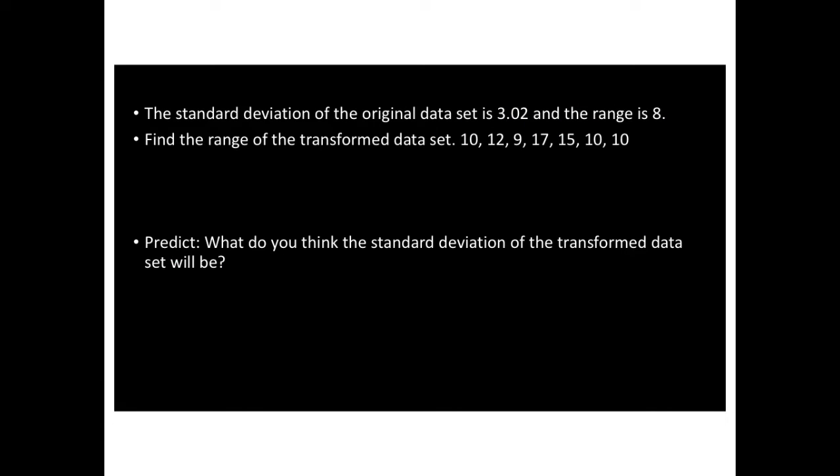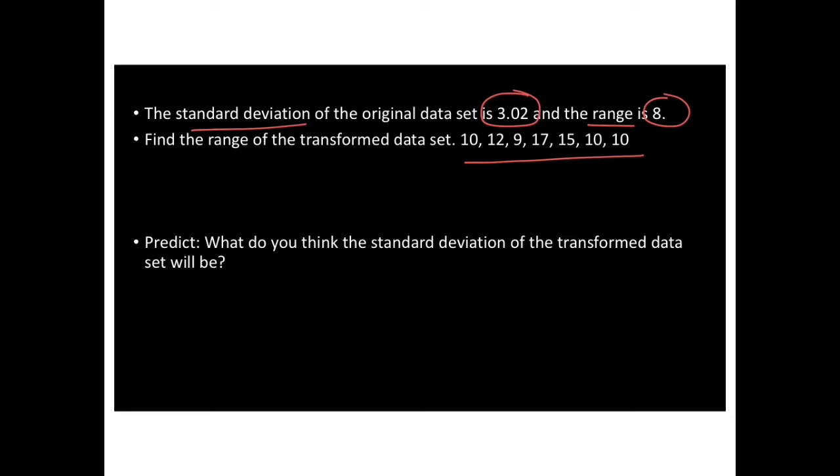Okay, with our last example, we saw that the mean, median, and mode were all affected by our transformation. When we increase the whole data set individually by 20, each one of those measures went up by 20 as well. Now we're going to focus on the standard deviation and also the range. So here I have a data set. We know that the standard deviation is 3.02 and the range is 8. The question is if we transform this, and we're going to add 20 to each one of these as well, what's going to happen to our standard deviation and to our range?